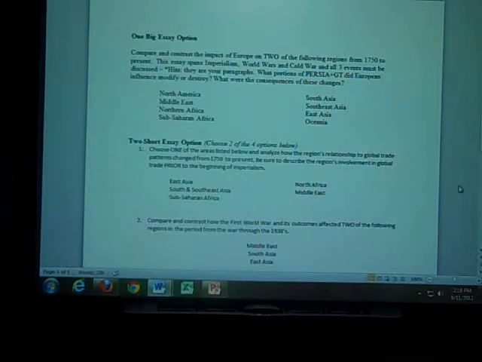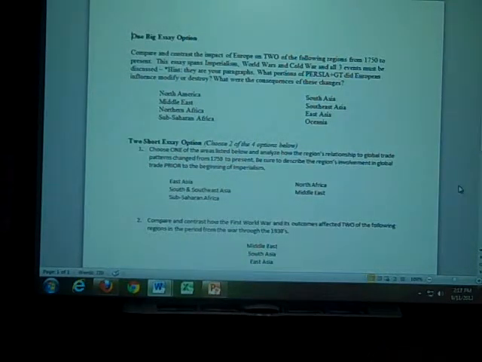Does each paragraph have to have a country from each region, or is it just each region? You need to use a country as an example, but you don't have to use the same country in every single paragraph. Okay? Any other questions about the big essay?